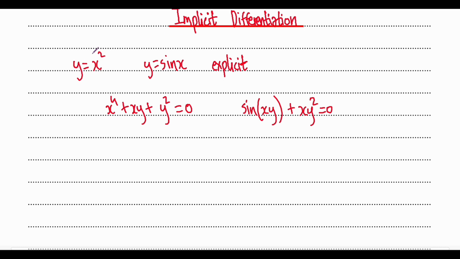Over here, y is in terms of just x. Here, y is in terms of just x. But here, x and y both combine to give you something else. It doesn't have to be equal to 0, by the way. It can be equal to something else. It can be x to the power 4 plus xy plus y squared equals 25, for example, right?